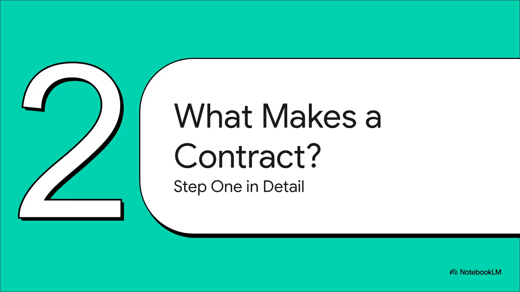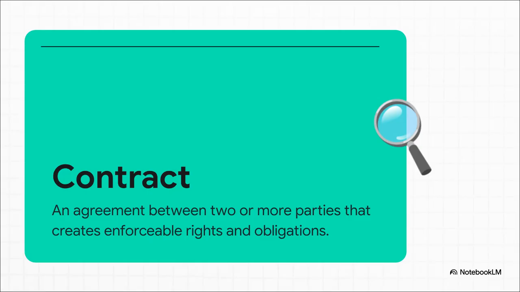So what even is a contract in the eyes of IFRS 15? That's what step 1 is all about. Before a company can even dream of recognizing a single dollar of revenue, it first has to prove that a valid contract with a customer actually exists. The standard itself gives us a pretty formal definition. A contract is an agreement between 2 or more parties that creates enforceable rights and obligations.